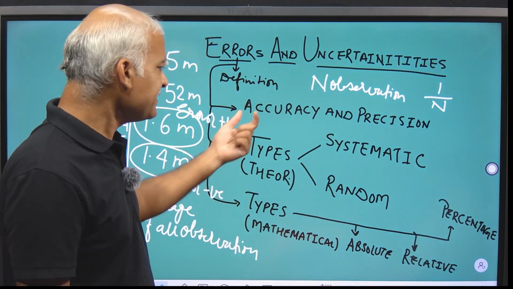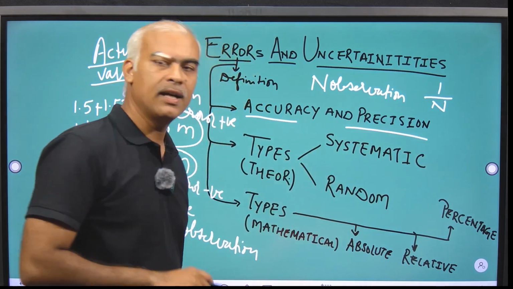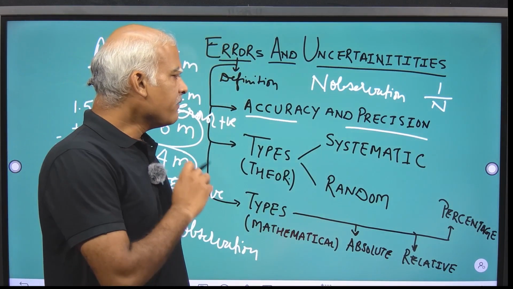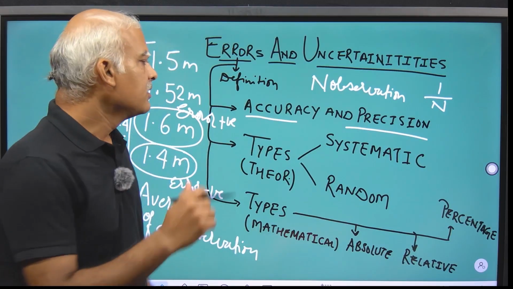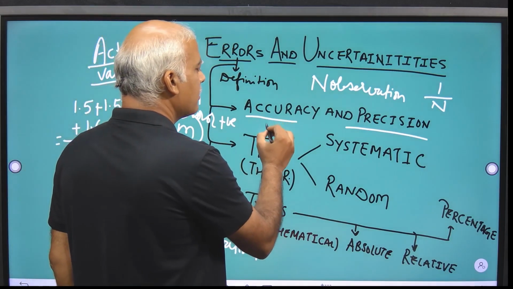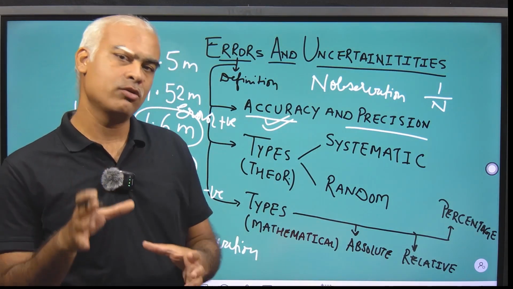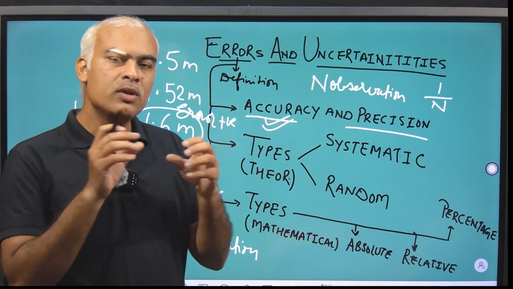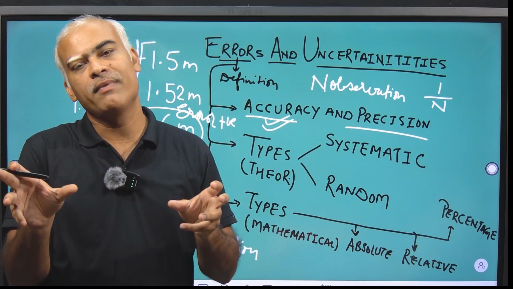Now, there are two terms which need to be clarified before we proceed, and those are accuracy and precision. Accuracy is the nearness, or how close you are to the actual value. And precision means the resolution, I mean, how much resolution you have in your data.